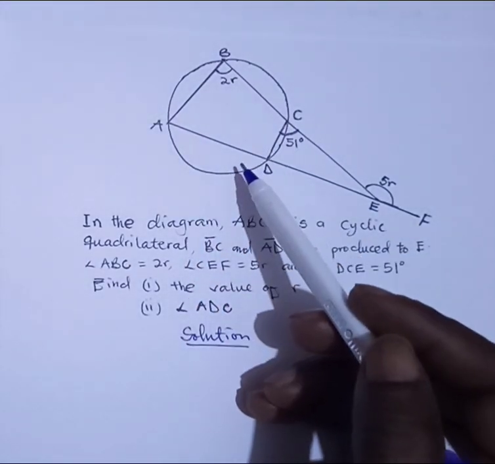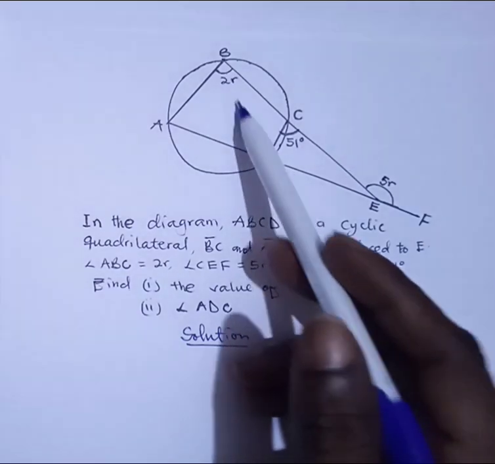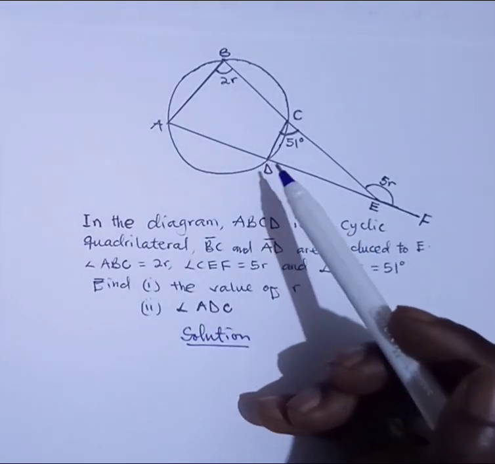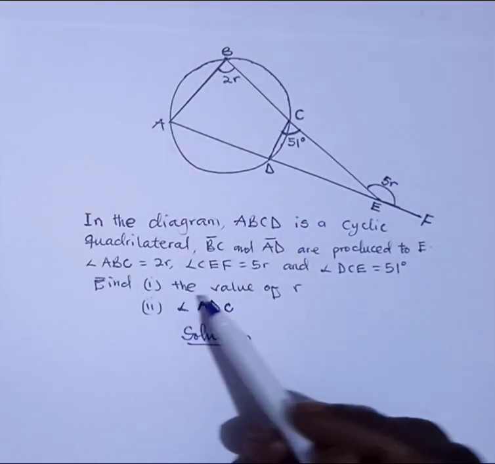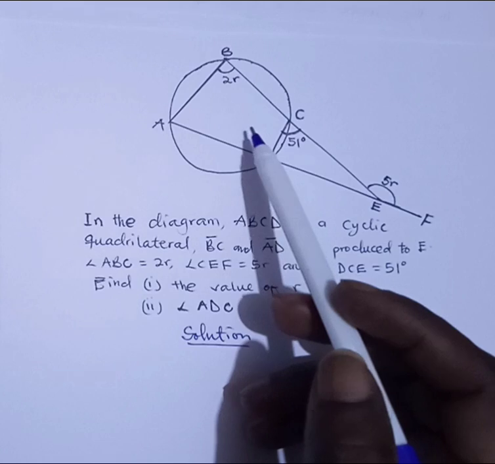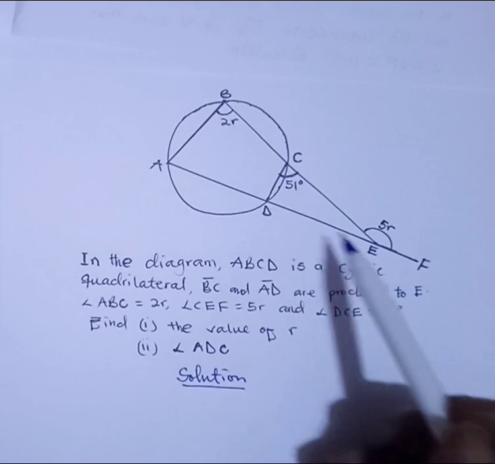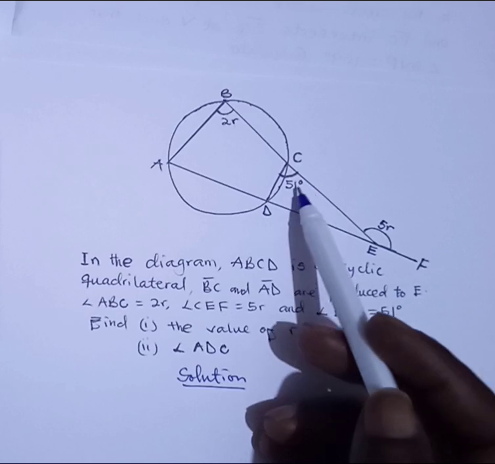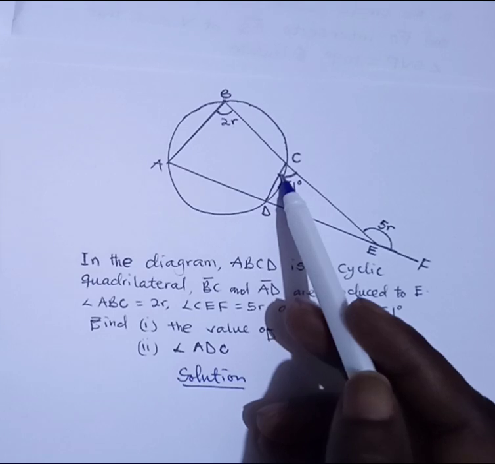So when we say cyclic quadrilateral, you remember the properties. We would apply those properties when dealing with a cyclic quadrilateral. The first question says we should find the value of R. Now, this is the diagram. We have 2R here, and we also have 5R here. But there is another angle given, that is 51 degrees.